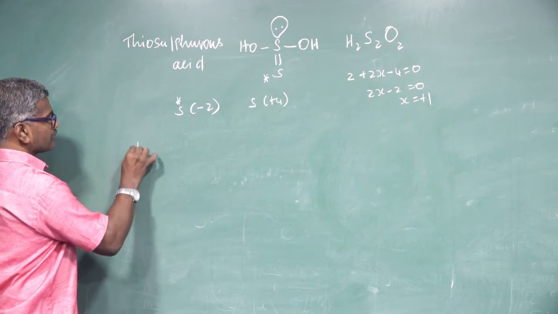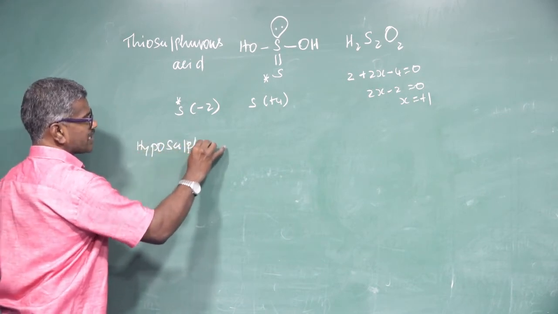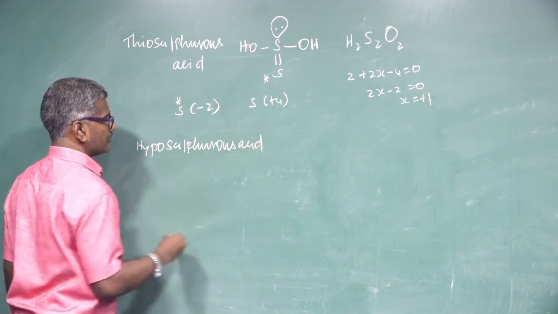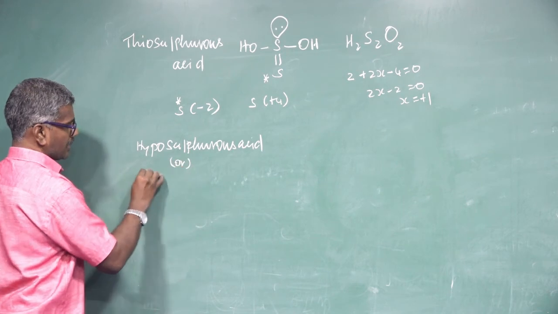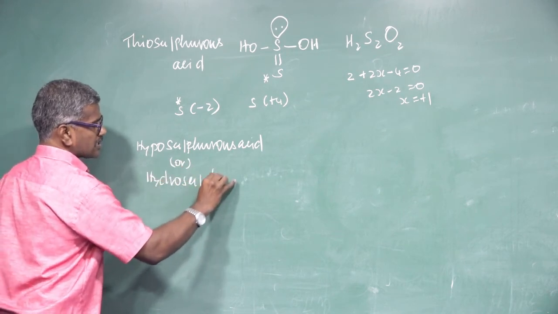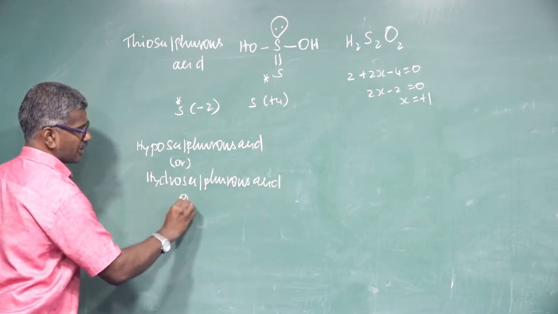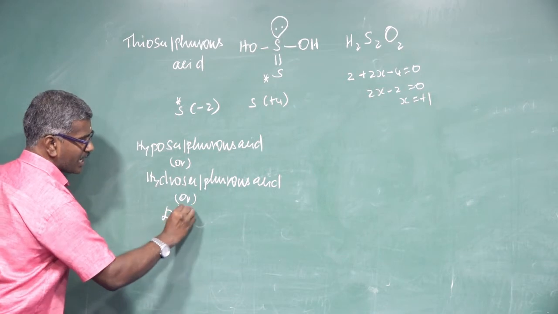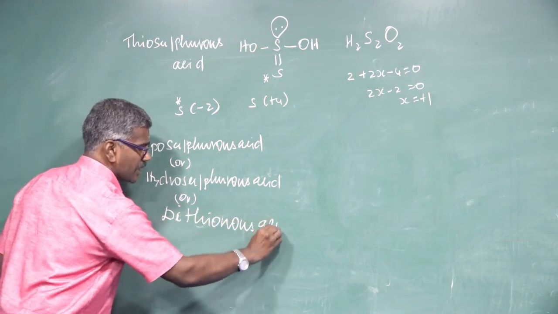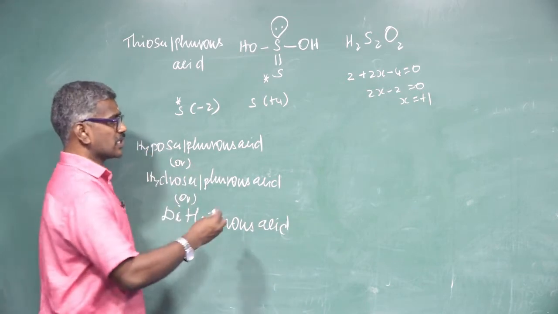Next, hyposulfurous acid. Another name, hydrosulfurous acid. Another name, dithionous acid. All are the same. One more question may be asked a different way. What is the structure?